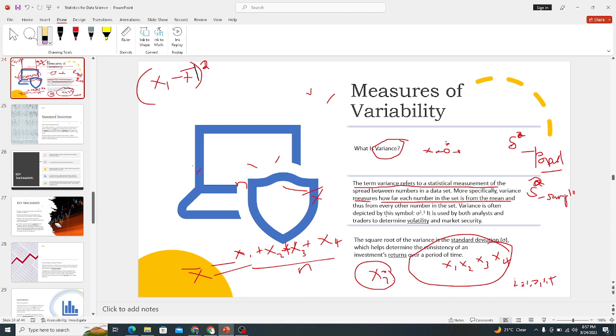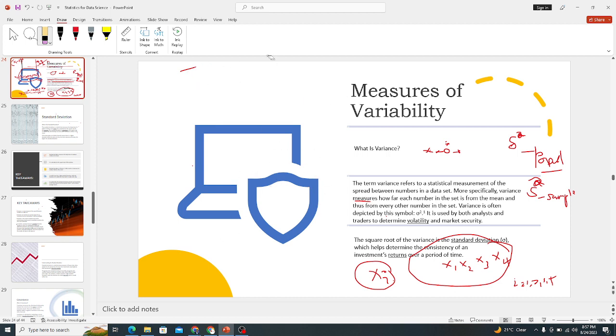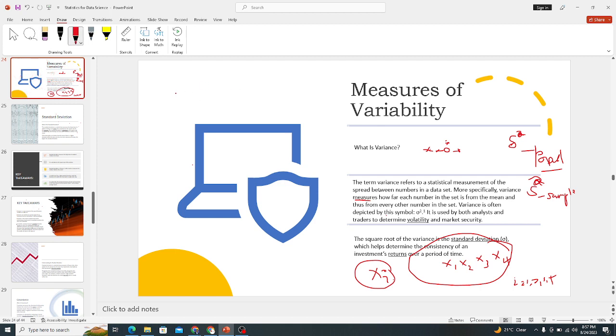With that, we will conclude that sigma squared equals, let me just use the sample version, s squared equals the summation of i equals 1 up to n of the xi's minus x bar, squared, divided by what?